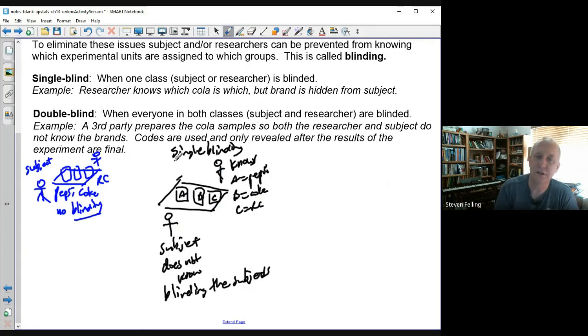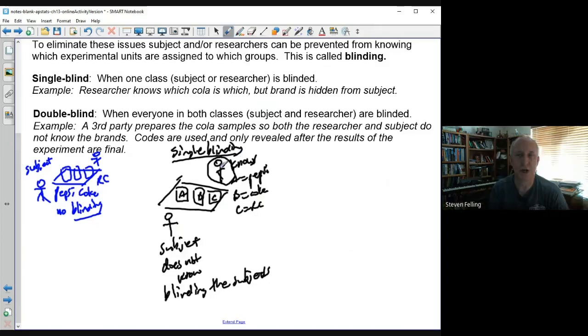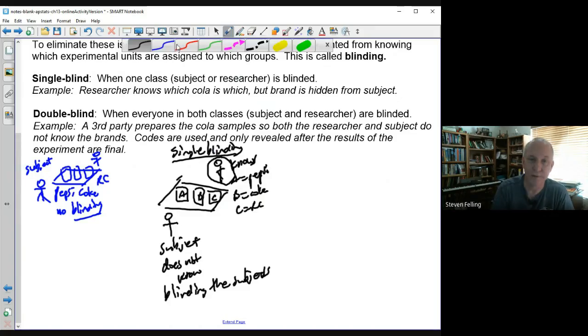Unfortunately, that still leaves the researcher, right? The researcher might have stock in Coke, and so when she presents the B cup, she somehow has a smile on her face or something, and she's frowning when she presents the A and the C cups, and that subconsciously affects the subject, right? So that's single blinding. Okay, double blinding, which is really the best.